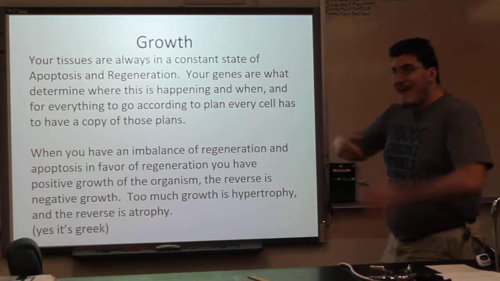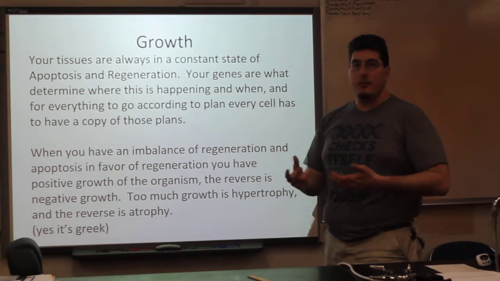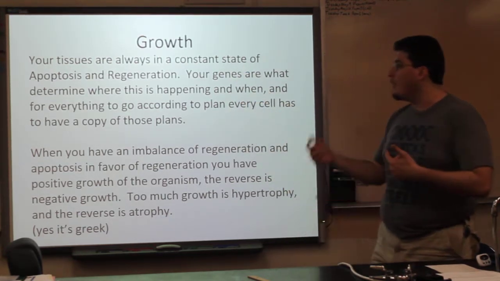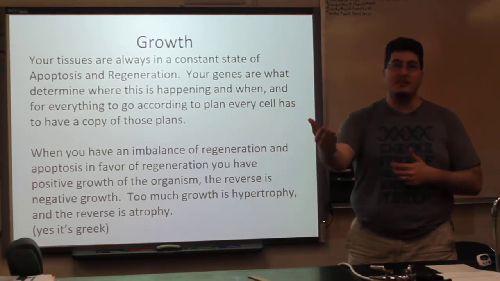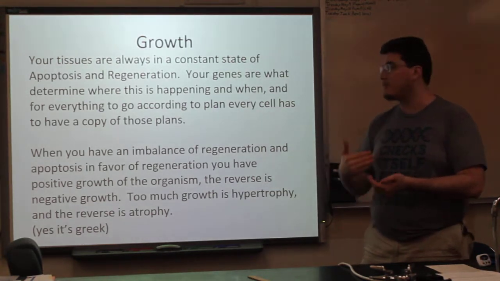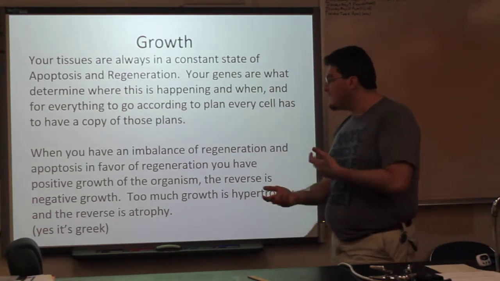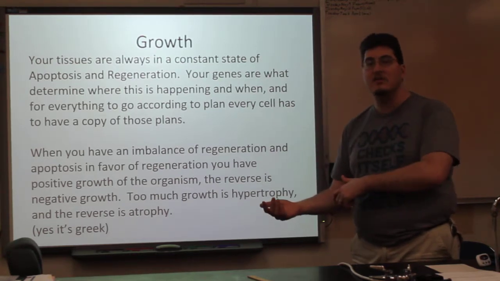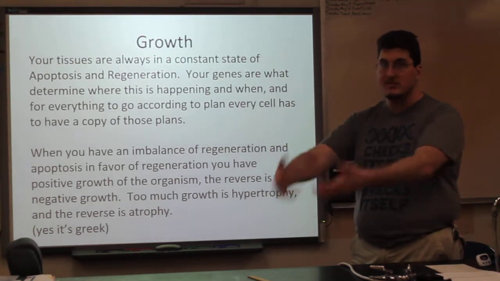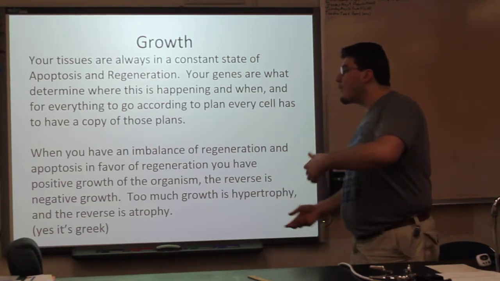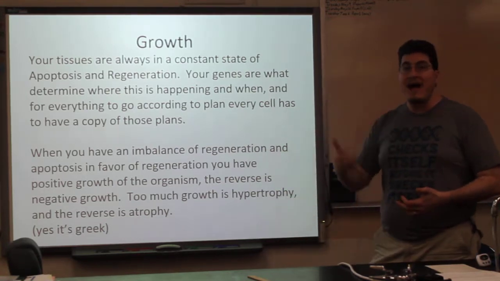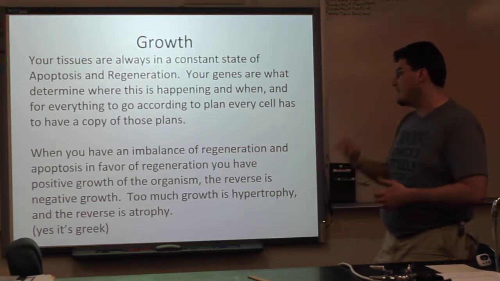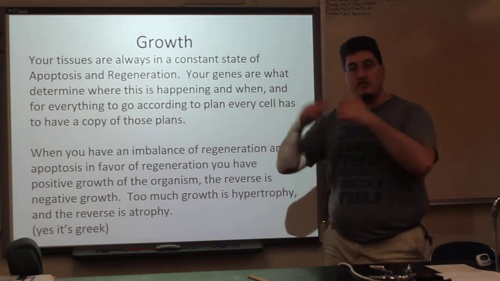So the net effect of regeneration and repair is how you get growth. So you can have net positive growth and net negative growth. Regeneration will contribute to positive growth, and apoptosis will contribute to negative growth. The positive growth of the organism is where you have an imbalance of regeneration and apoptosis in favor of regeneration, so new cells forming. Whereas net negative growth will be an imbalance in favor of apoptosis, where you are losing more cells than you are regenerating.